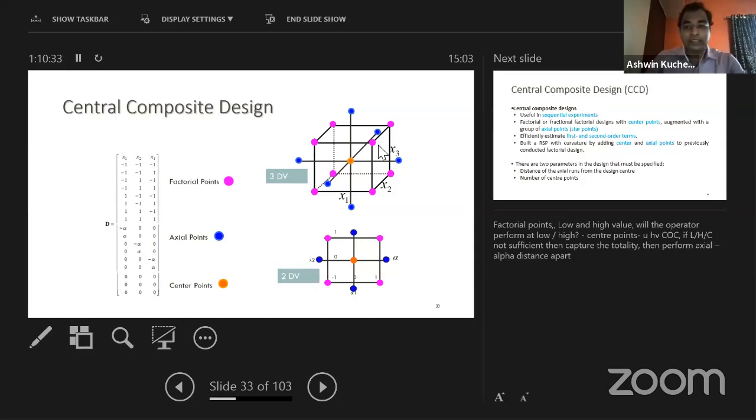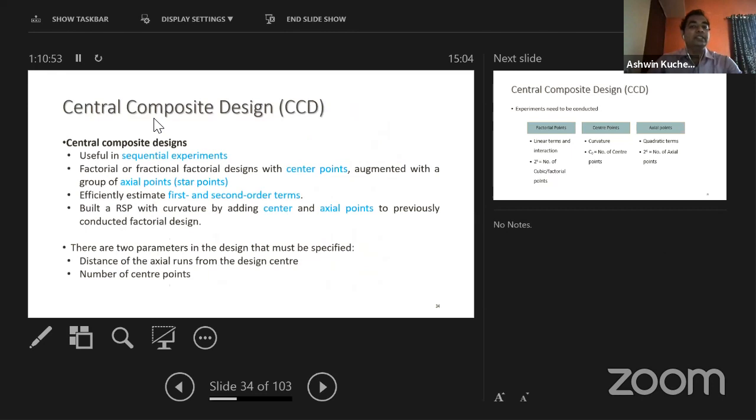And to avoid this, sometimes we can perform these axial points, which lie in between the factorial points and the center points. These axial points are placed at a certain distance from the center. The same is the case with two design variables. Now let us discuss central composite design with respect to factorial, center, and axial points.